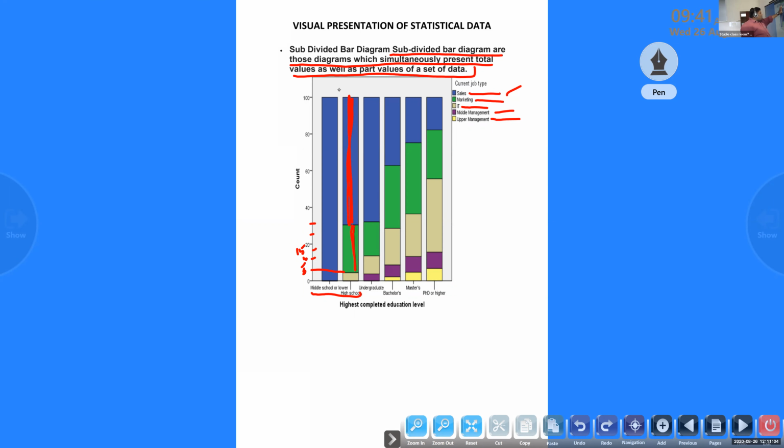So within one particular data set, subsets are there. Basically, we use this method, the subdivided bar diagram, to represent subsets within the data. Hope you understood that, right?